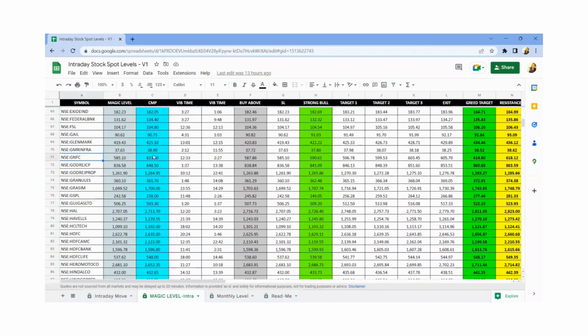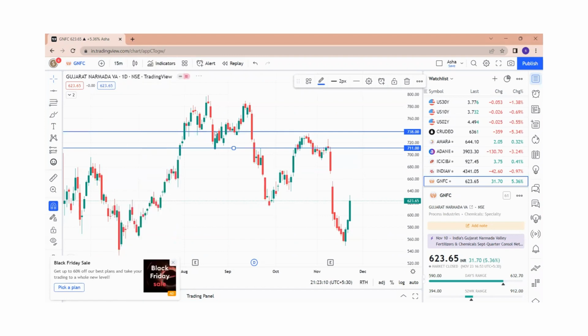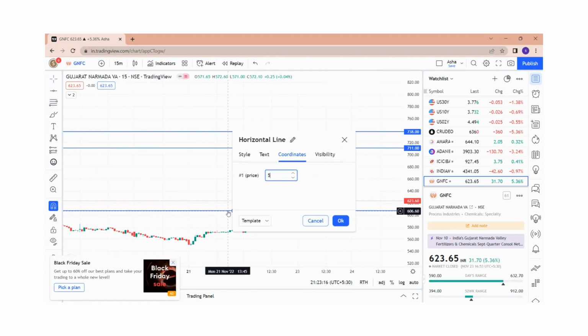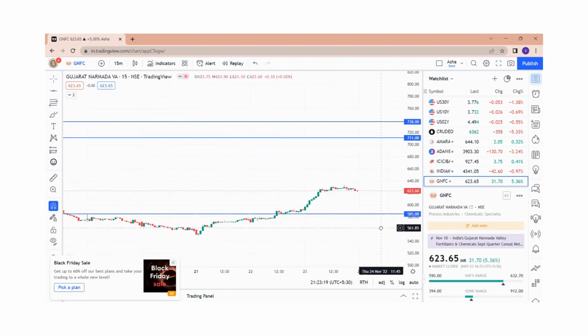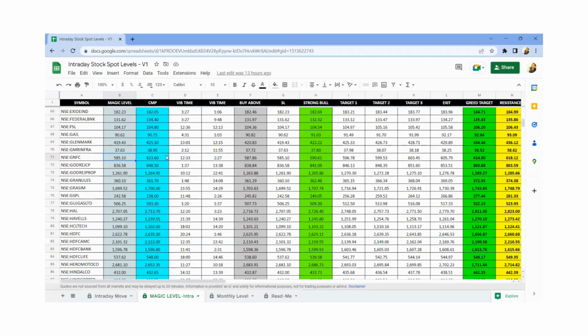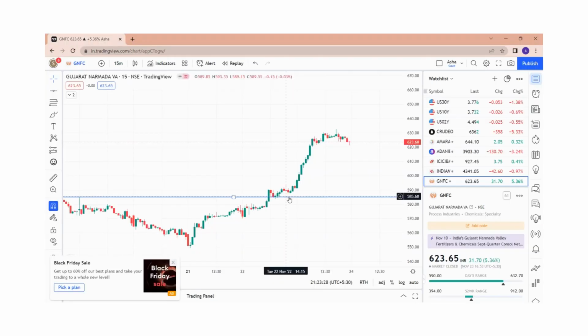So this is GNFC on intraday. 623, 585 was the magic level today. Now, if I go to the 15-minute chart, this is the 15-minute chart of GNFC. You know that above 585 is the intraday move in GNFC. This is the 23rd, this is the first candle. 585 was your intraday magic level, or your intraday bull level.